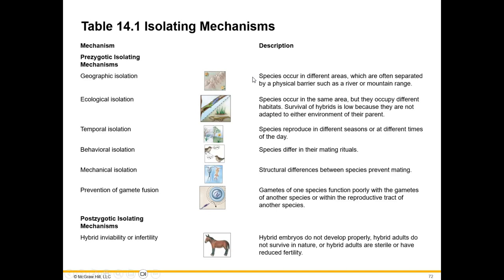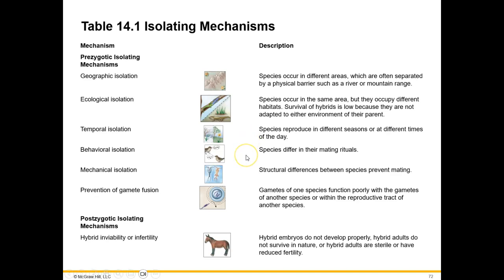In temporal isolation, the species could potentially reproduce, except for the fact that their reproduction cycles happen maybe in different seasons or just different times of day. So they're not able to reproduce at the same time, and therefore they're not going to be able to reproduce.